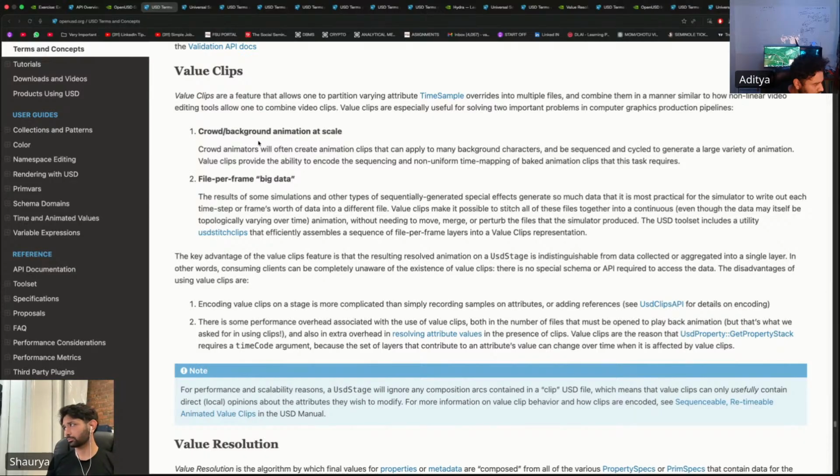In other words, consuming clients can be completely unaware of the existence of value clips. There is no special schema or API required to access the data.